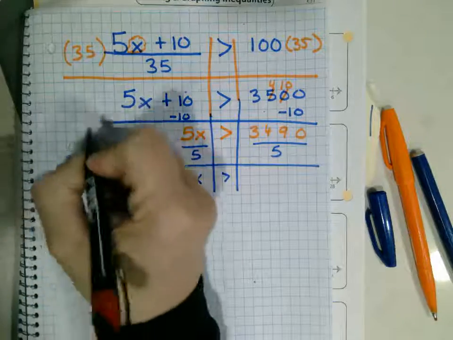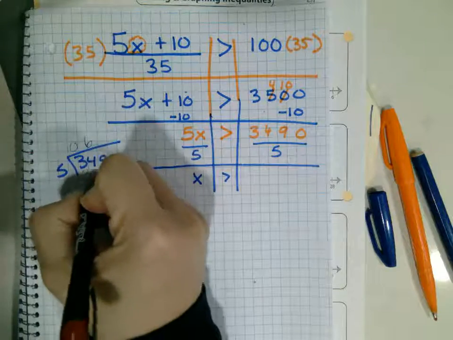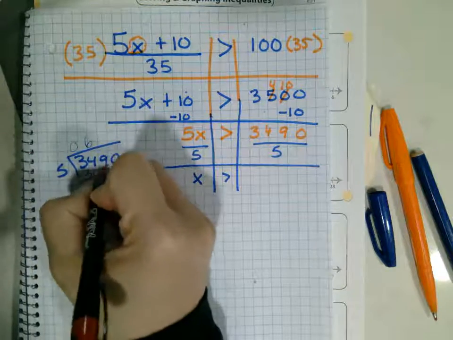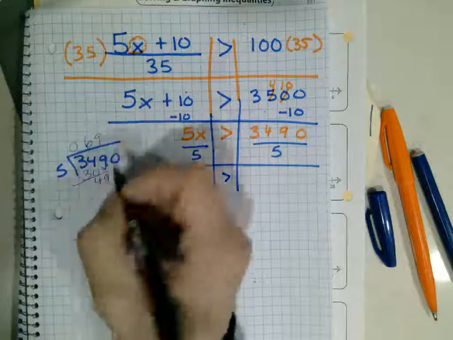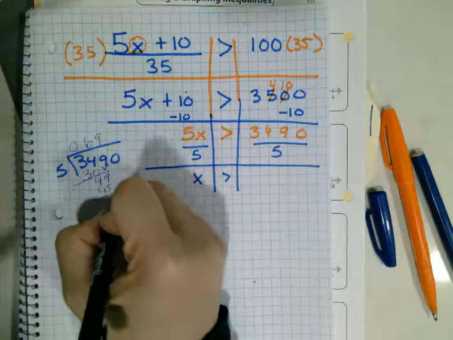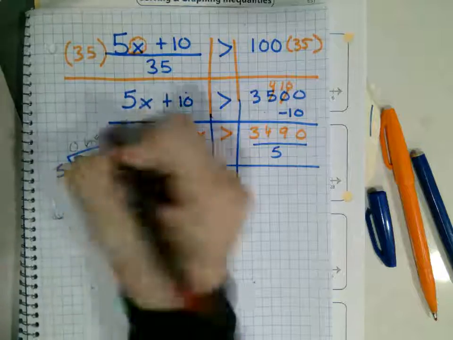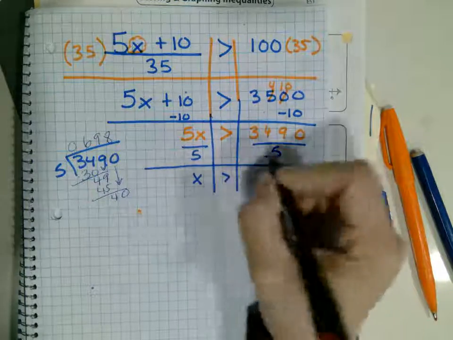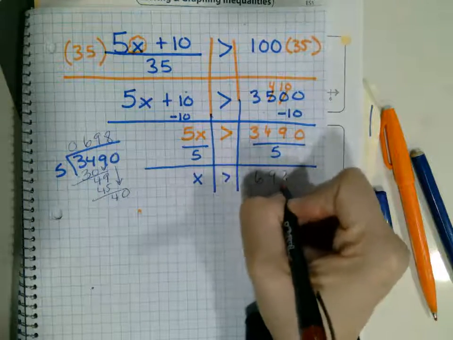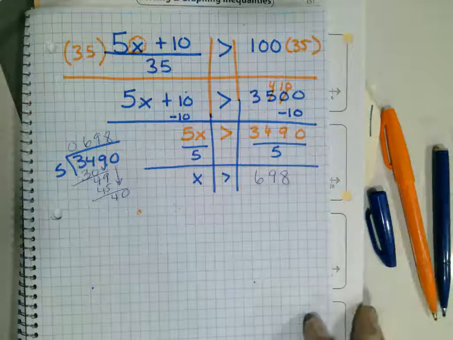So 5 into 34, 6 gives you 30. Remainder 4, bring down the 9. 5 into 49, 9 gives you 45. Remainder 4, bring down the 0. 5 goes into 40 8 times. So x is greater than 698 because we did the math.